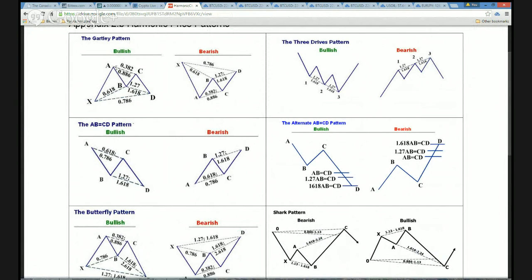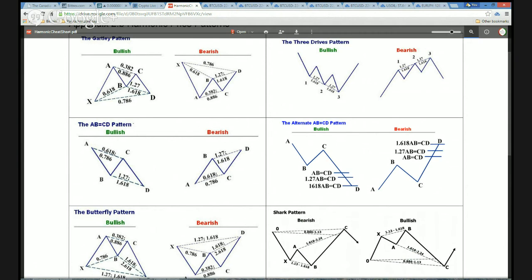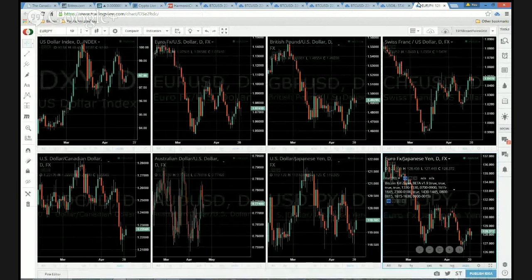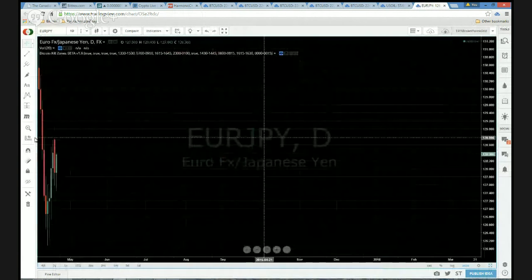Hopefully you can understand that point C is an 88.6 retracement of this A to B leg. And this C is a 38.2 fib off of this A. Here, I love to do this because it's nice and simple for you guys. Let's just grab one.